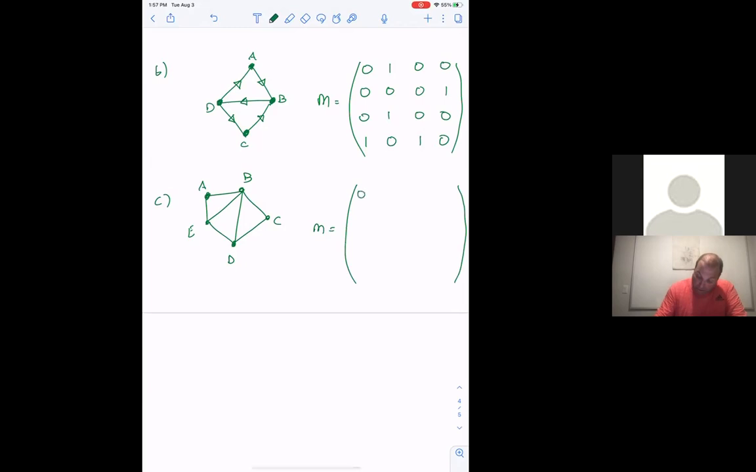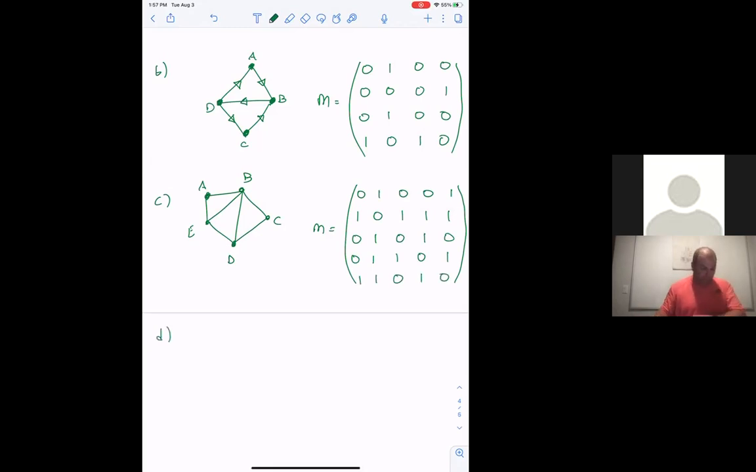So A does not go to A, goes to B, not to C, not to D, but it goes to E. B goes to A, not to itself, to C, to D, to E. C does not go to A, goes to B, does not go to itself, goes to D, does not go to E. D does not go to A, goes to B, goes to C, does not go to itself, goes to E. And E goes to A, to B, not to C, to D, and not to itself.